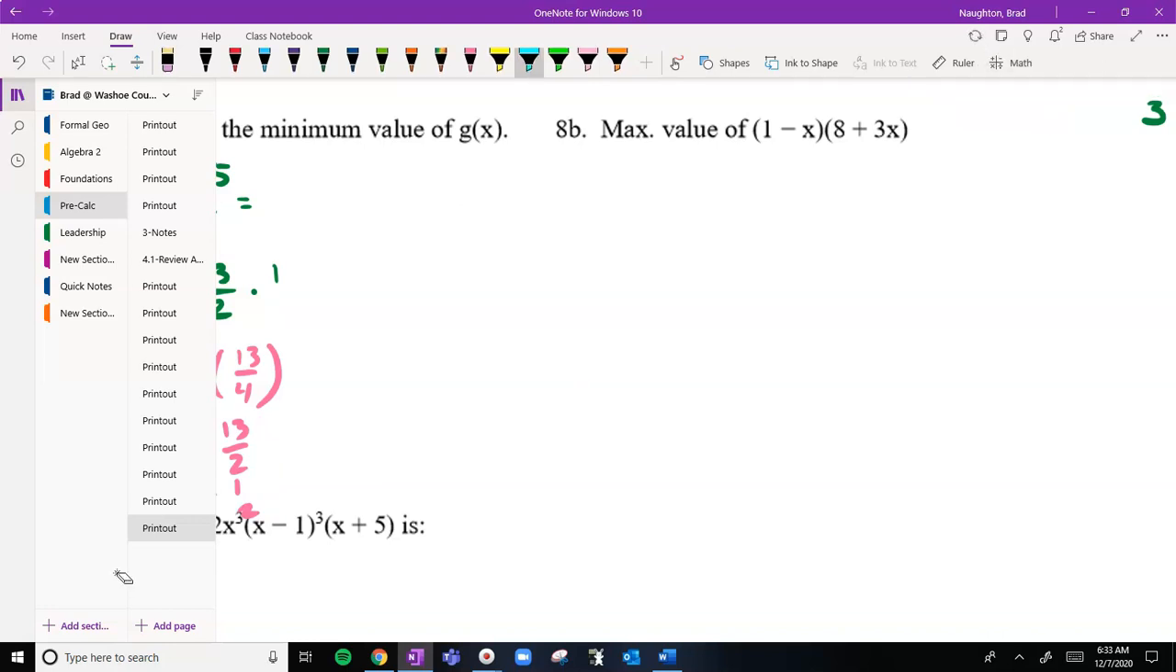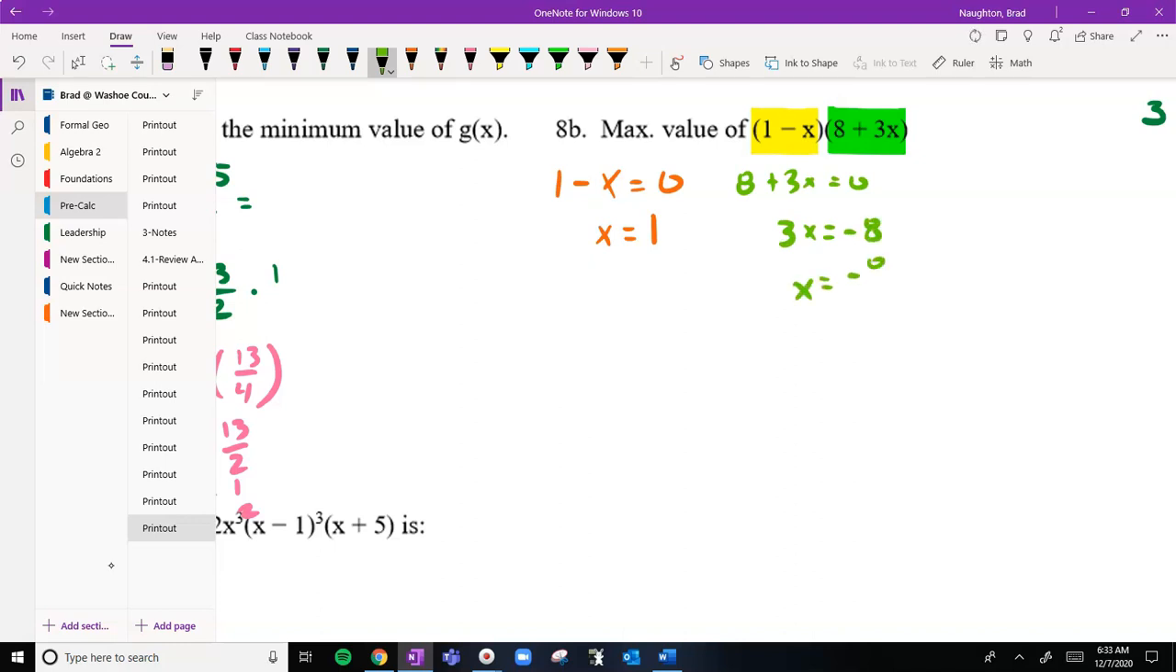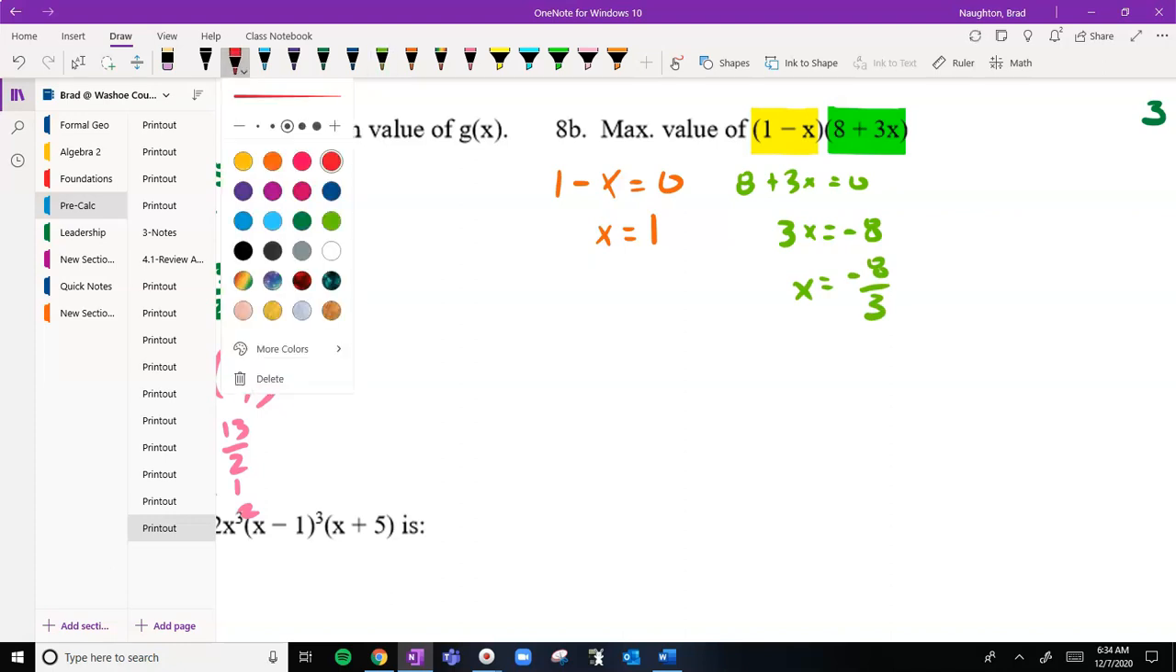So this one, we're going to set each one of these equal to 0. So 1 minus x is equal to 0, so x equals 1. And then 8 plus 3x is equal to 0, so 3x is equal to negative 8, so x is negative 8 thirds. Oh, this is going to be fun already, I can tell.